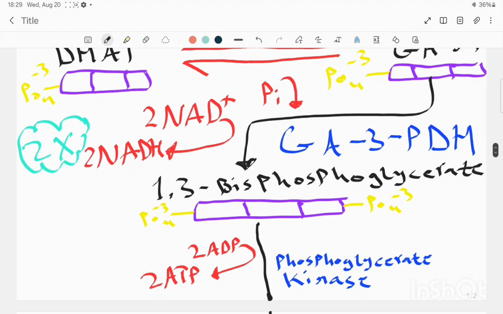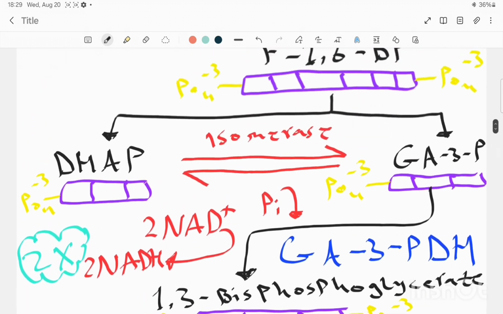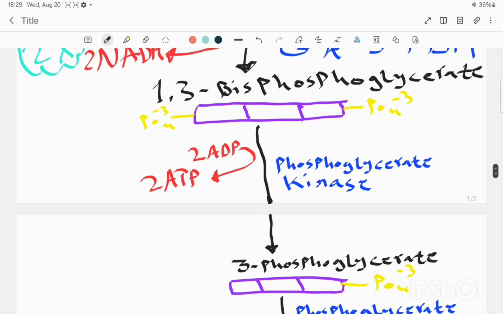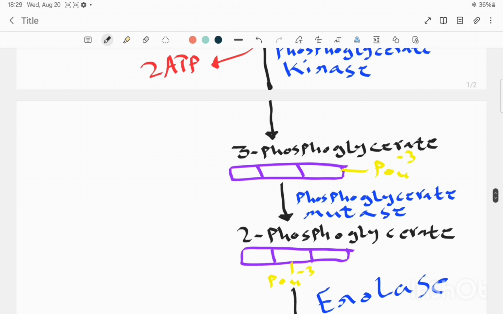Next, each molecule of 1,3-bisphosphoglycerate donates a phosphate group to ADP, producing ATP. This reaction is catalyzed by the enzyme phosphoglycerate kinase, and it produces two molecules of ATP in total because obviously we had two glyceraldehyde 3-phosphate. And the resulting molecule is 3-phosphoglycerate. Now, 3-phosphoglycerate is converted to 2-phosphoglycerate by an enzyme called phosphoglycerate mutase. It's just a rearrangement, not a big deal.